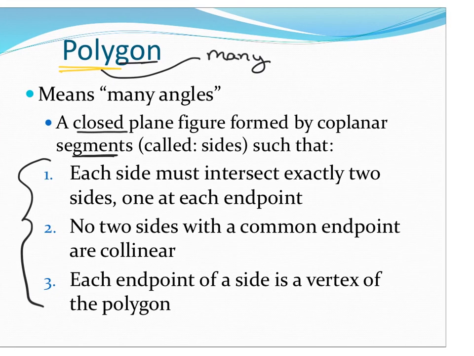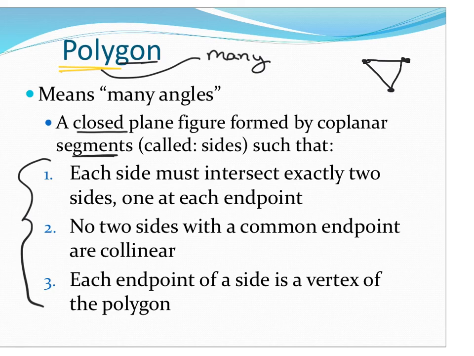So for example, if I have a segment, then each one of these has to intersect another side at each of the endpoints. So that could be an example of a closed figure, and it's the smallest polygon you could create, which is a triangle.